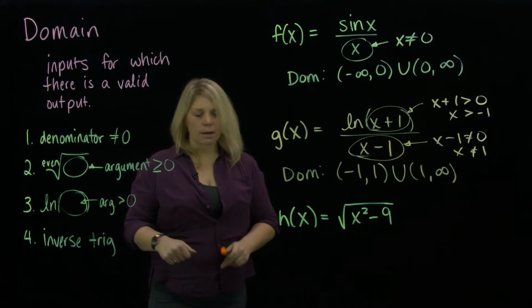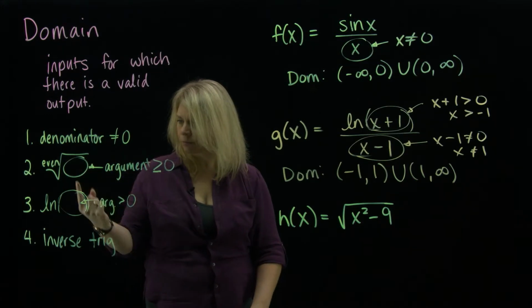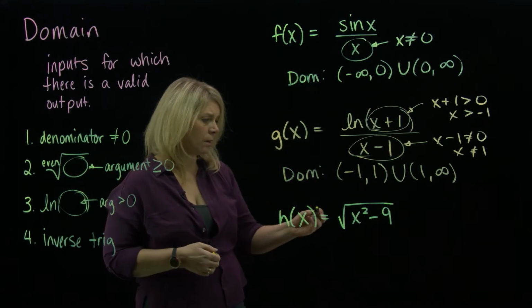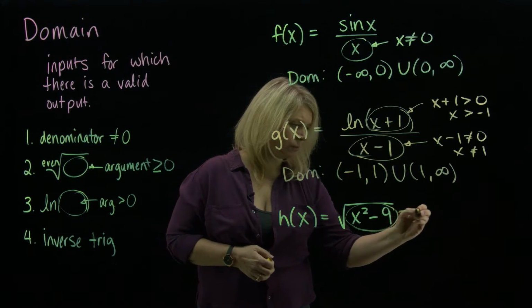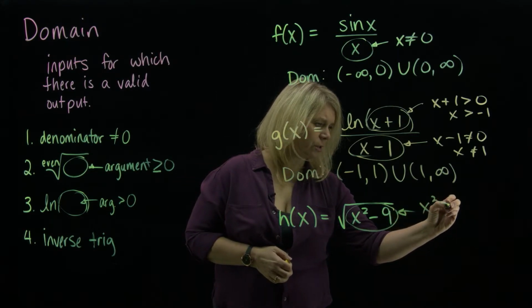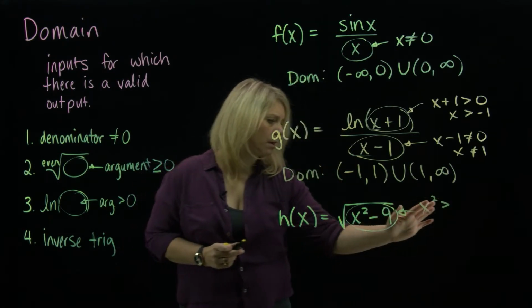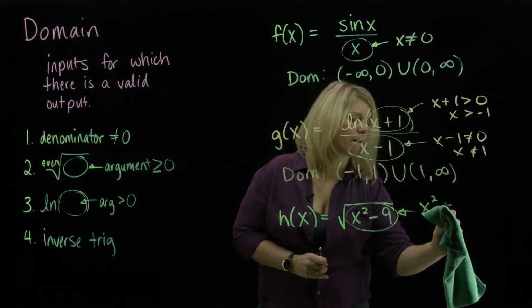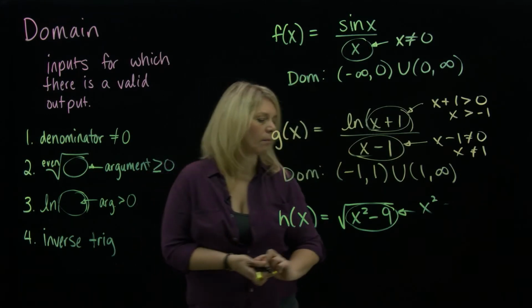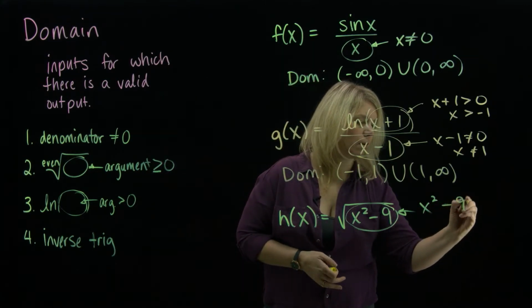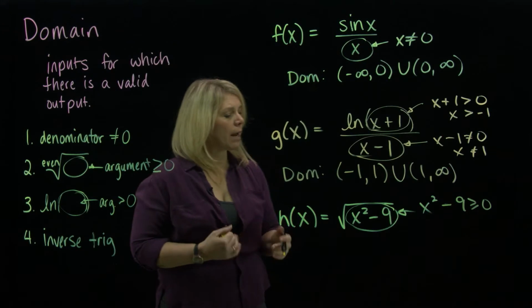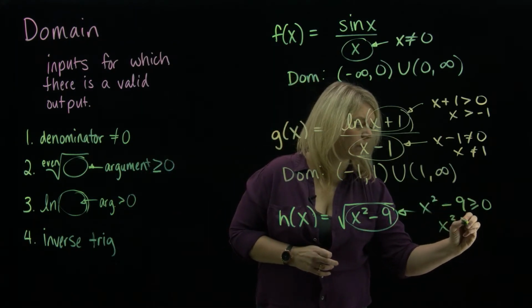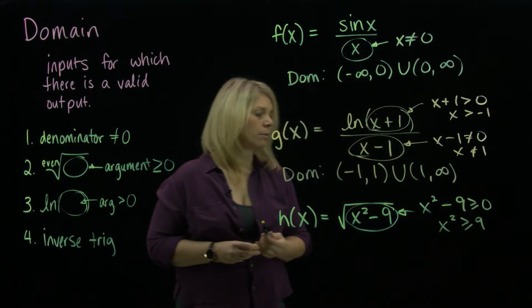All right, on this last one here, we have a radical. And so, even index radical, I need the argument of that radical, that expression inside that radical, x squared minus 9, to be greater than or equal to 0. Okay, so we might think about adding 9 to both sides here. So I have x squared is greater than or equal to 9.